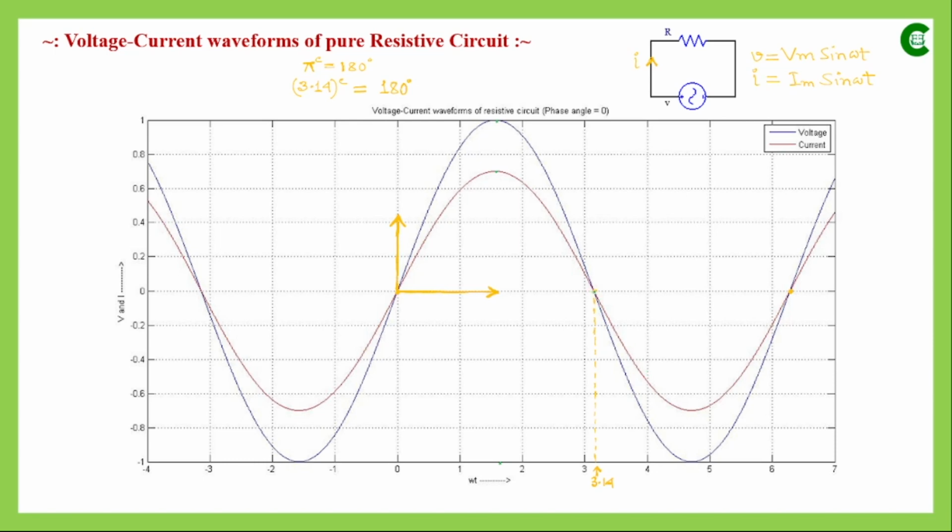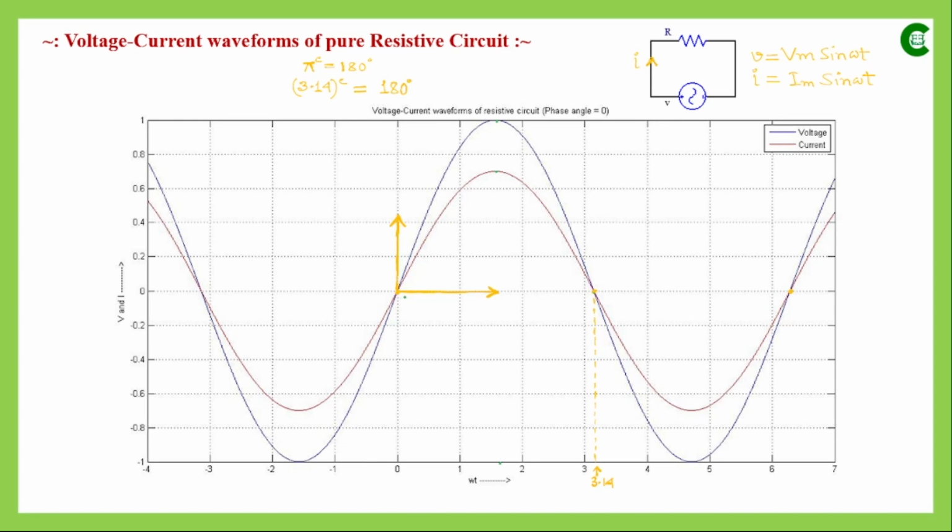So between pi and 2 pi, the amplitude of the voltage signal at any instant will always have a negative value. And see, that same thing happens in case of current also. Between pi and 2 pi, at any instant, if we consider, the amplitude of that current signal will be negative. So this is the concept where the phase is the same between voltage and current.